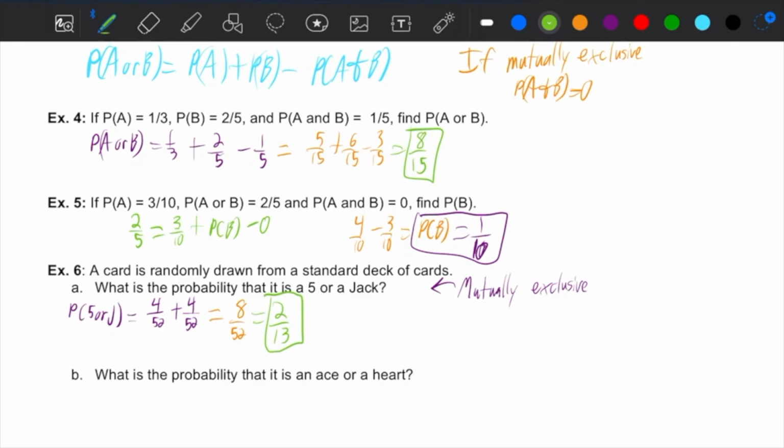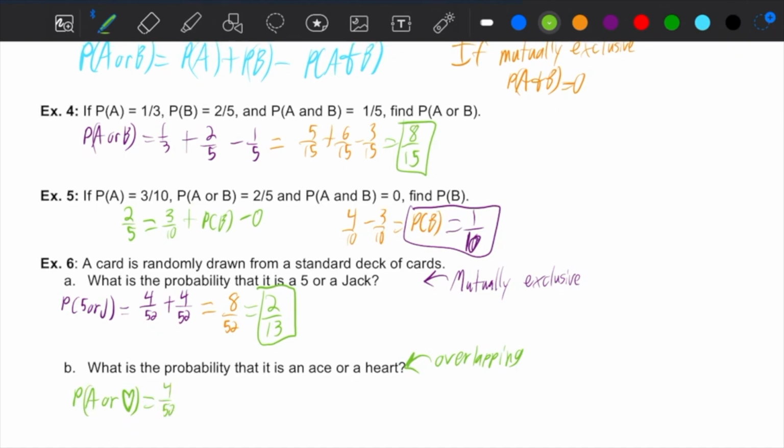What's the probability that it's an ace or a heart? So these are overlapping events because there's an ace of hearts. So the probability that it's an ace or a heart, you could put a little H for a heart, or I just drew a little heart. Probability that it's an ace, there's 4 of them, and there's 13 hearts. You need to subtract the overlap, which is the ace of hearts itself, the 1 card, and you would get 16 over 52, which reduces to 4 over 13.